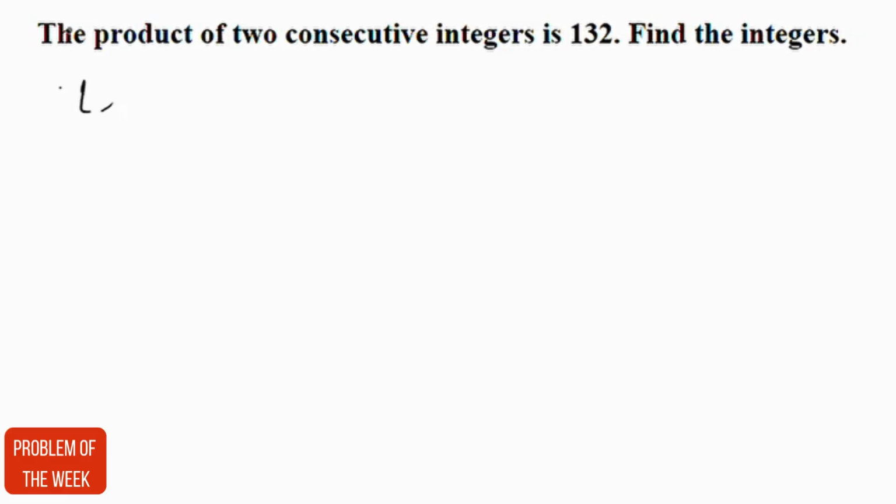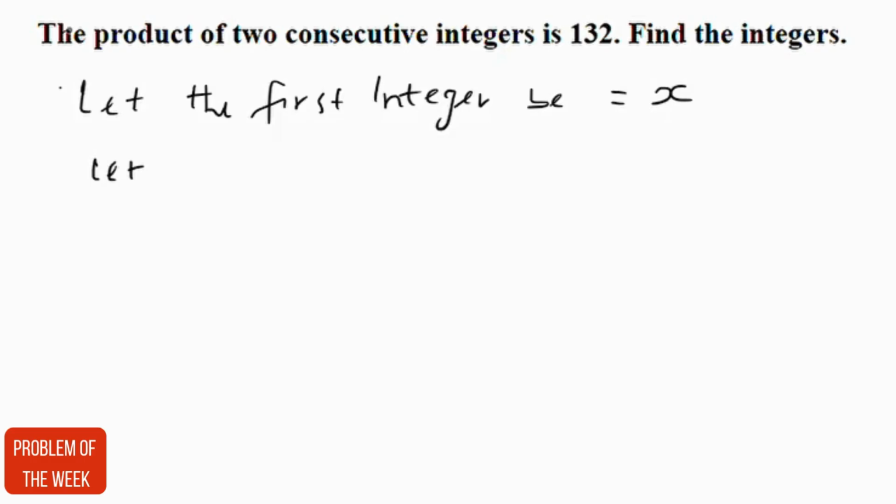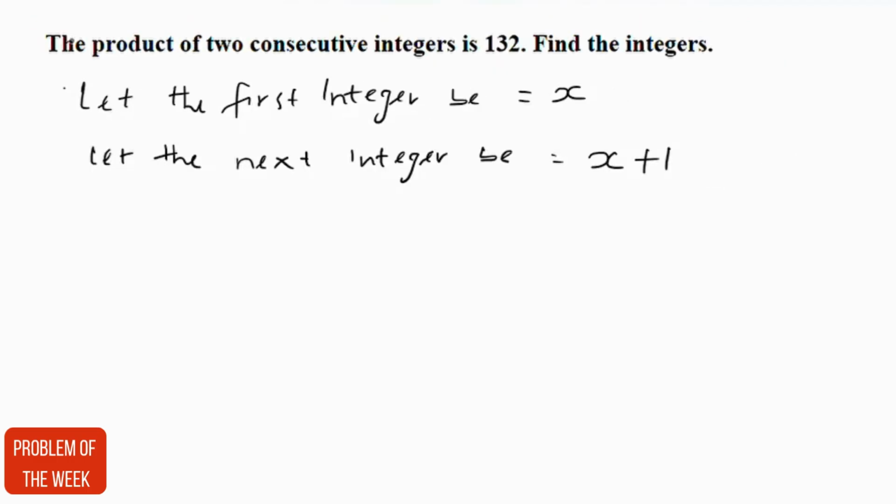Step 1, let the first integer be equal to x. That is our first integer. Then let the next integer be x plus 1. Remember, when we say consecutive, it means numbers that follow each other.